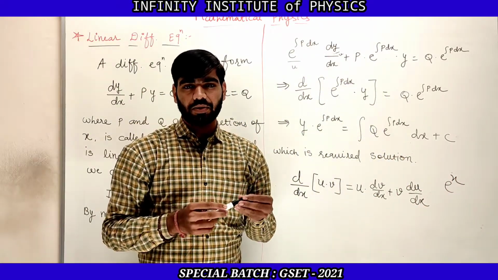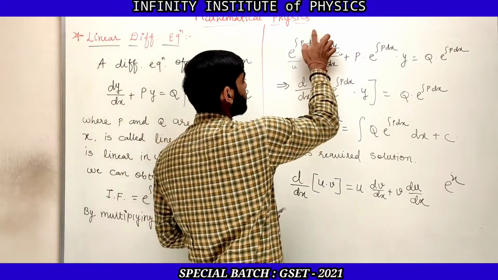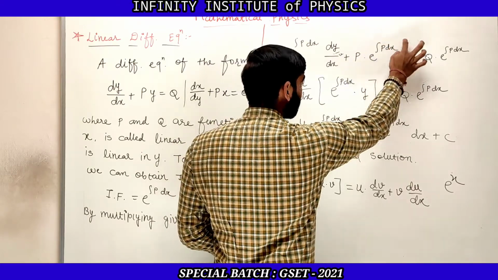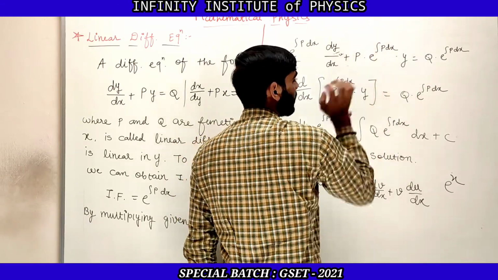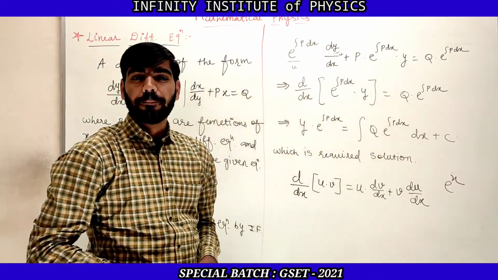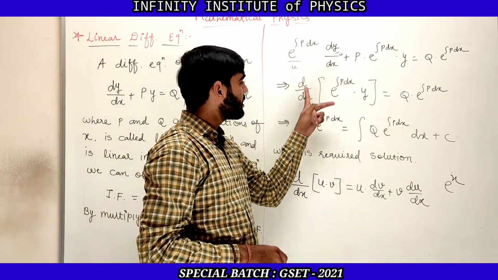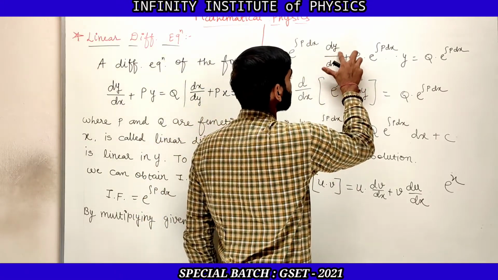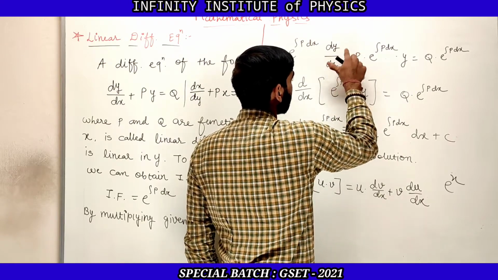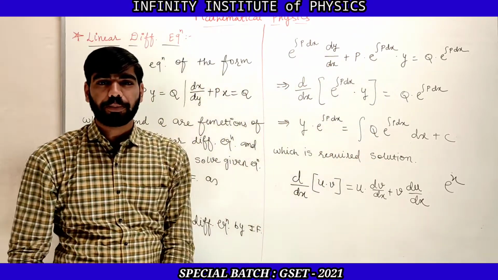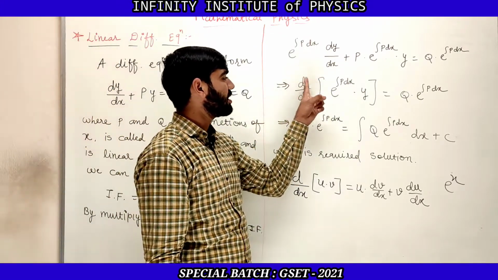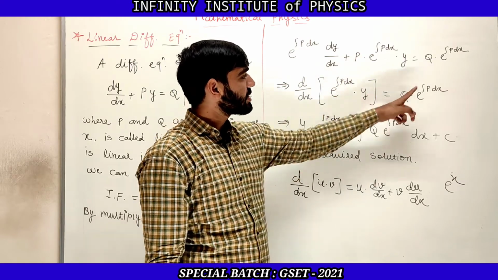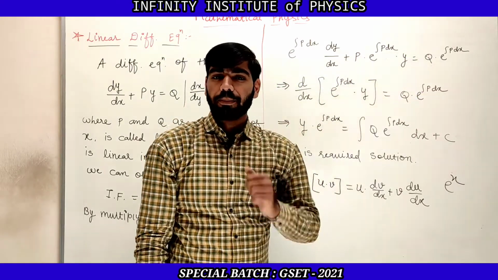Integration of e raised to x is also e raised to x. So differentiation of e raised to integration p dx is e raised to integration p dx, and differentiation of integration p dx is only p. So this can be written as d by dx of e raised to integration p dx into y. Here this is the step of differentiation of the product of two functions. So d by dx of e raised to integration p dx into y is equal to q into e raised to integration p dx.